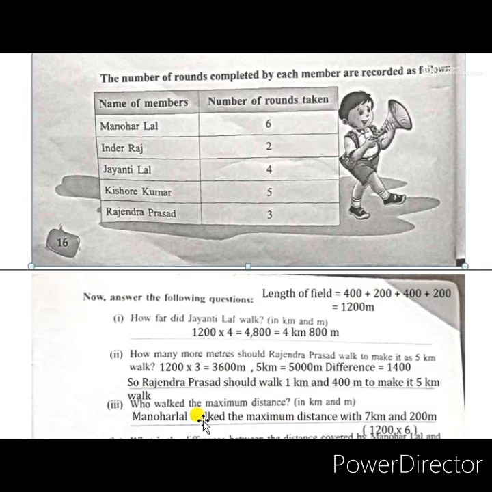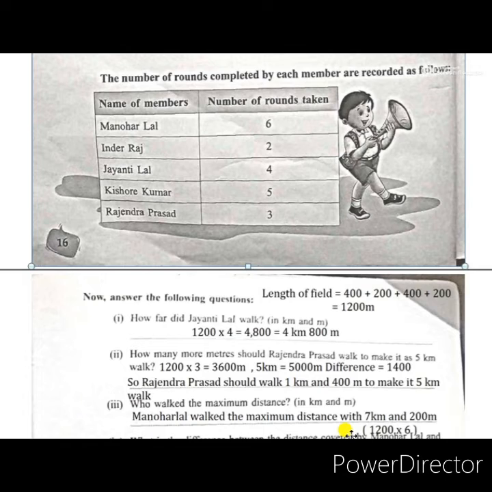Now question C. Who walked the maximum distance in kilometers and meters? It is very simple. You find out who takes the maximum rounds from this box. Who takes the maximum rounds? Manohar Lal. Manohar Lal takes 6 rounds around this field every day. So who is walking the maximum distance every day? Manohar Lal. That distance also we have to find out.